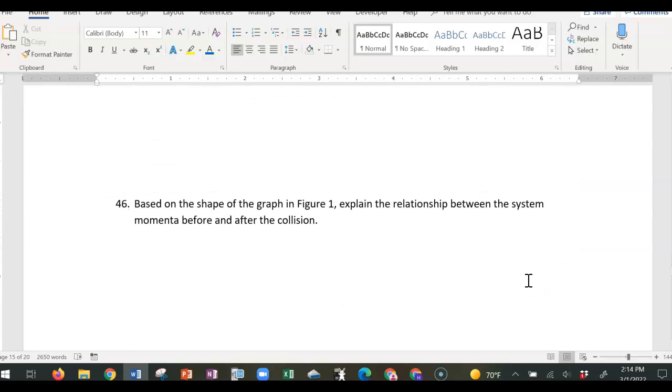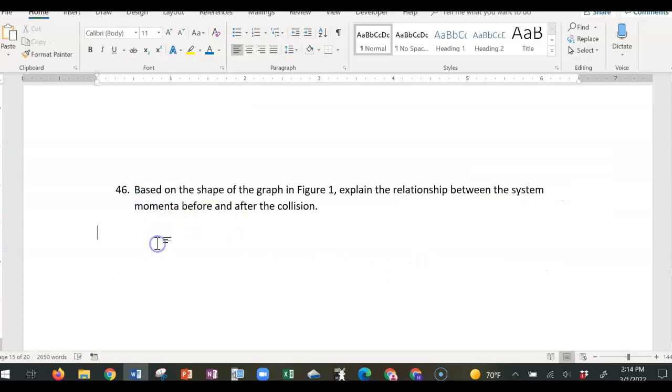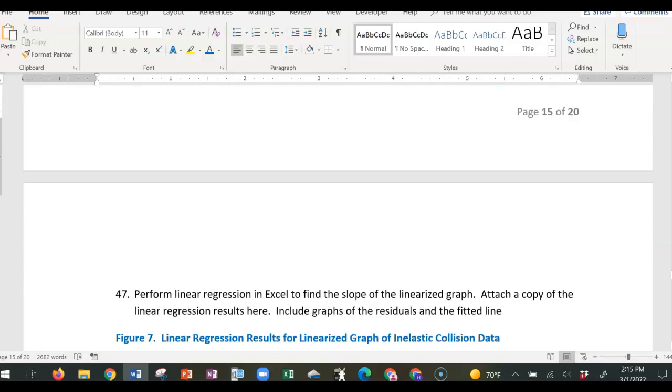Okay, and so now we want to talk about the relationship that we see here. I mean, it's linear, it passes through the origin, and so we can say that the graph in figure 6 is linear and passes through the origin, which means that the linear momentum after the collision is directly proportional to the linear momentum before the inelastic collision. Okay, so we've identified the type of relationship.